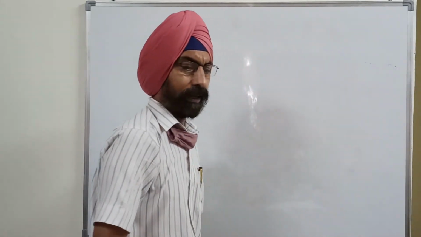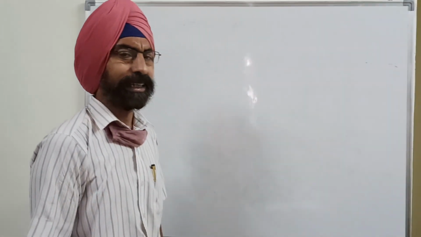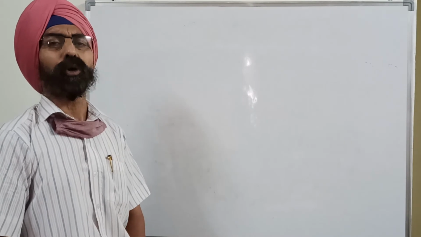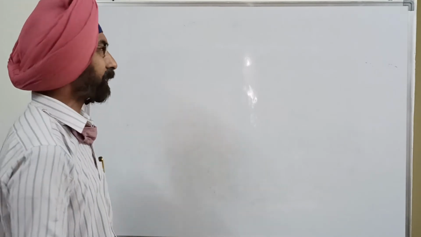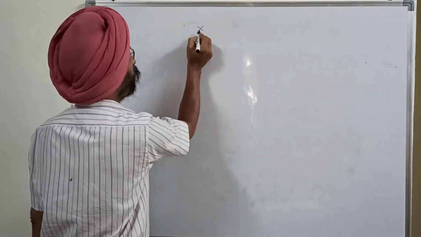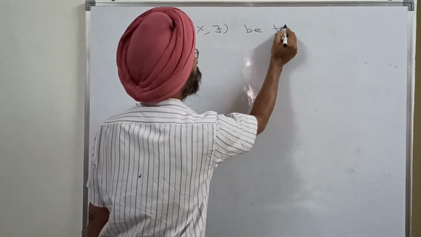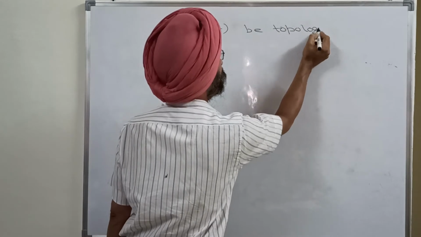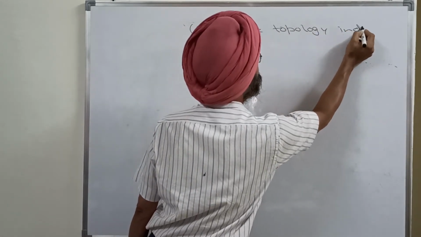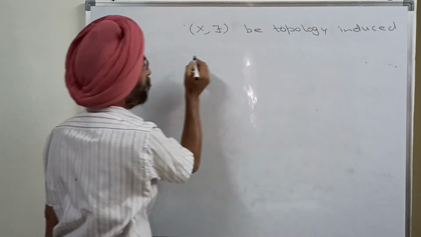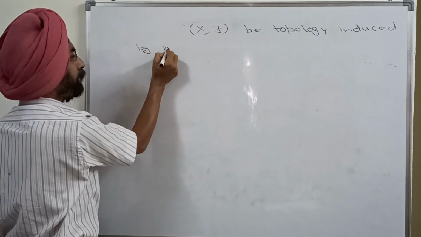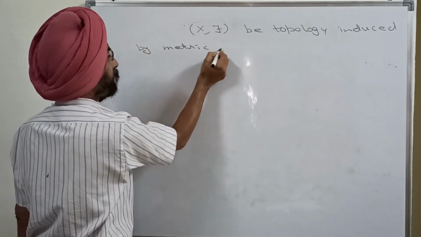There are other examples. I can take the topology induced by a metric space. So let (X, topology) be the topology induced by metric d on X.